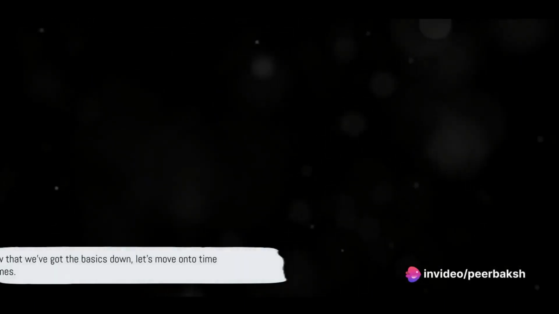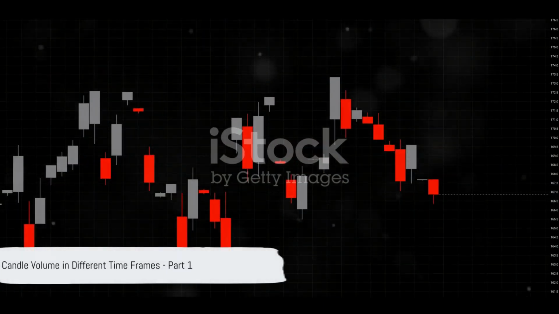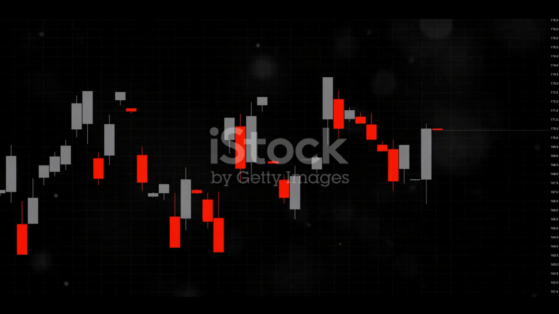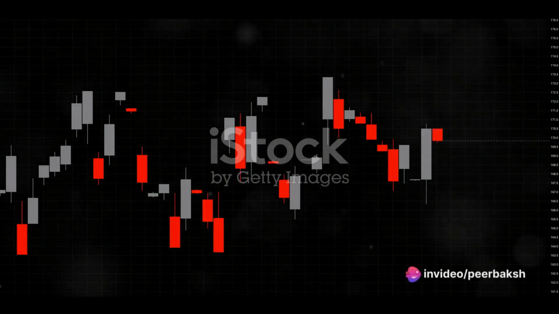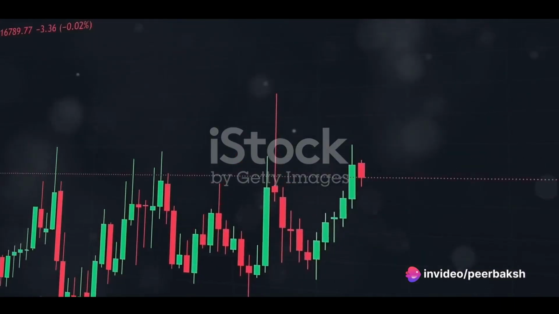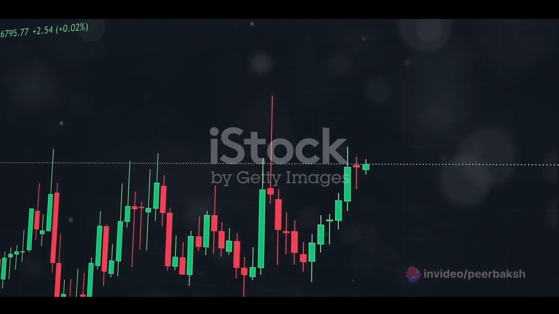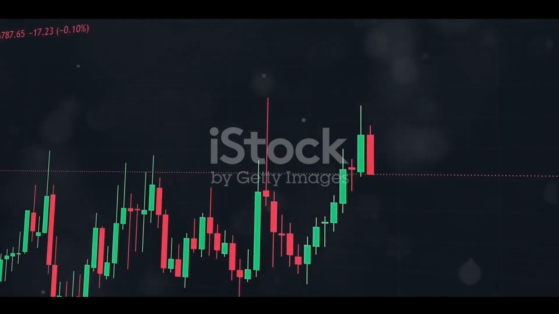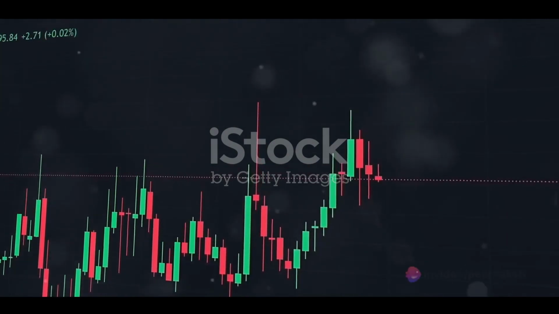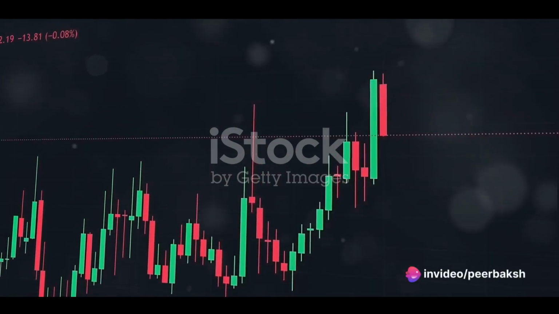Now that we've got the basics down, let's move on to time frames. Time frames in stock trading can range from 1 minute to monthly. Let's focus on the shorter time frames first. In the world of stock trading, time frames are like the lenses through which we view the market. Each lens or time frame gives us a unique perspective. Shorter time frames, such as 1 minute, 5 minutes, and 15 minutes, provide a microscopic view into the market's movements.